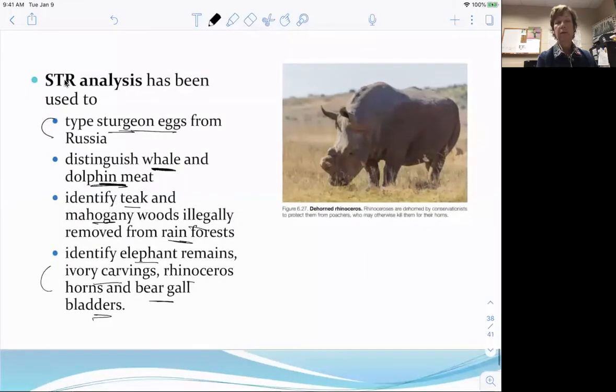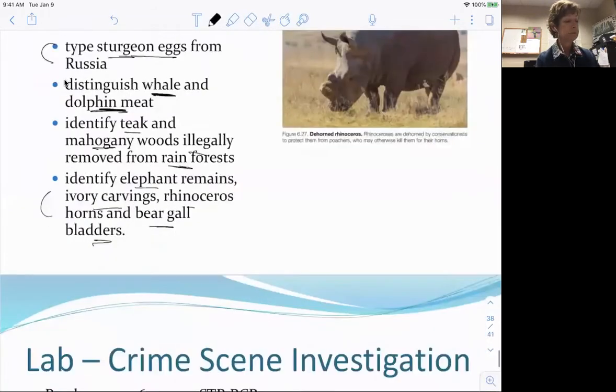You can also look at a variety of fishes. The other thing we'll talk about later is you can look at grocery store fish to see whether it's labeled properly, because sometimes we know that hasn't been the case.